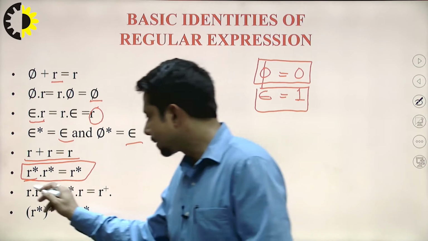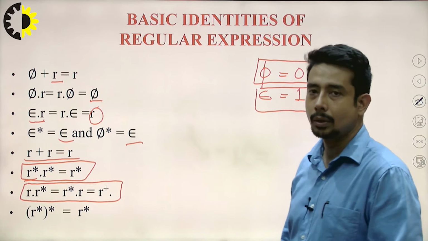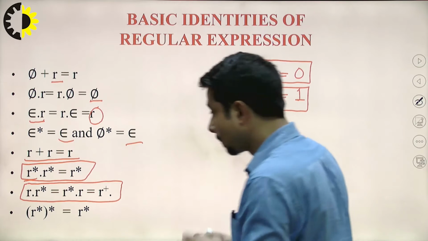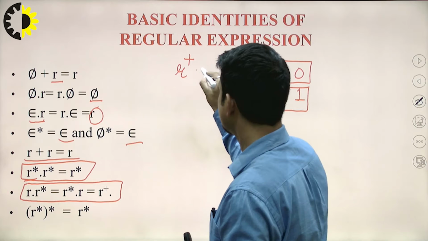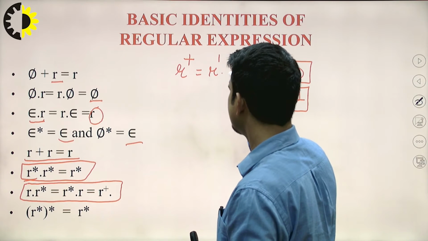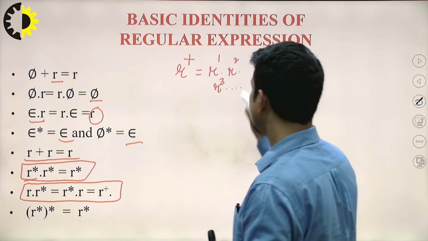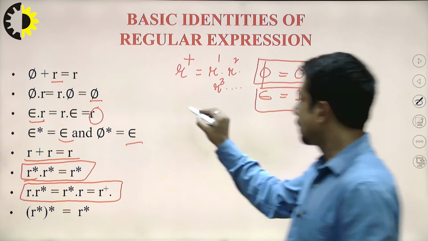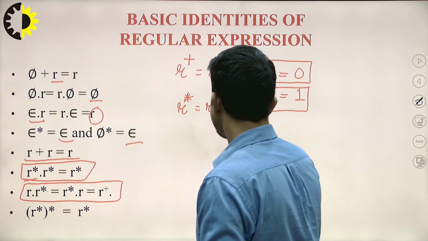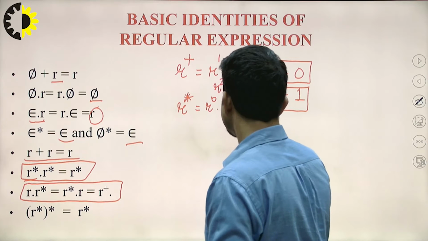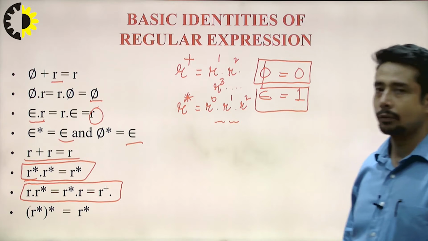Correct? Next, this is an important one which you can remember, and I have also discussed it with you while discussing operators. Suppose I know the meaning of plus. Plus means it will start from r to the power 1, r to the power 2, r to the power 3, and keep on increasing. Correct? If we talk about r to the power clean closure, this means r to the power 0, r to the power 1, r to the power 2, and it keeps on increasing. Only 0 is missing in the case of r to the power plus.